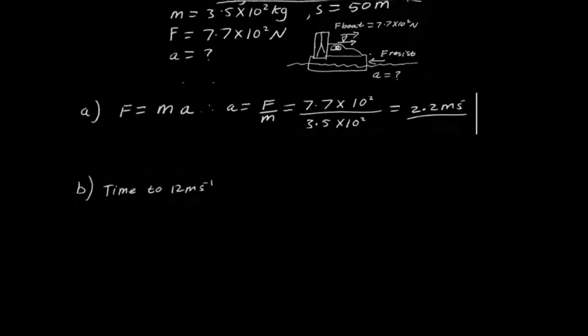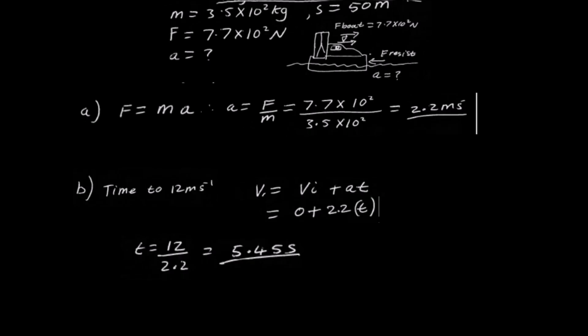Part B asked us what was the time to reach 12 meters per second. Well, we have an acceleration now, and we're armed with a time. Now we can return to our equation of motion, of course, which will allow us to reinvent the simple idea of acceleration being a rate and t being the time that that rate is applied. So v equals vi plus at will give us 0 for our initial velocity plus 2.2 meters per second squared times t. So t will be 12 over 2.2, which will give us 5.45 seconds.